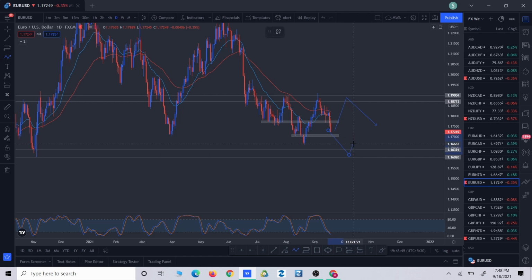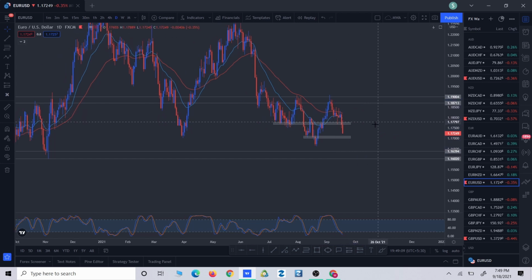Although this is going to be a counter trend trade because the price is in a downtrend on the daily, and we are looking to go long on H4 and the H1, we can focus on this trade as well. So these are the two possible scenarios that we can focus on the daily time frame.